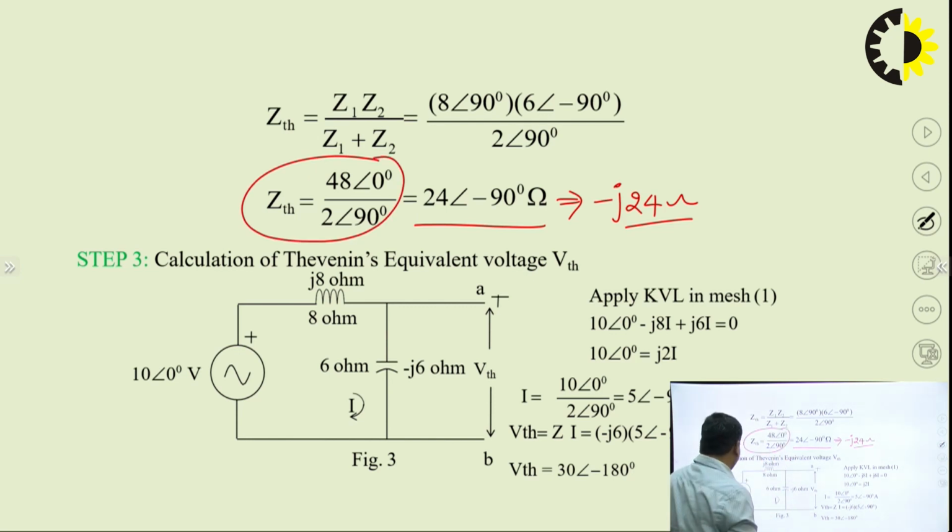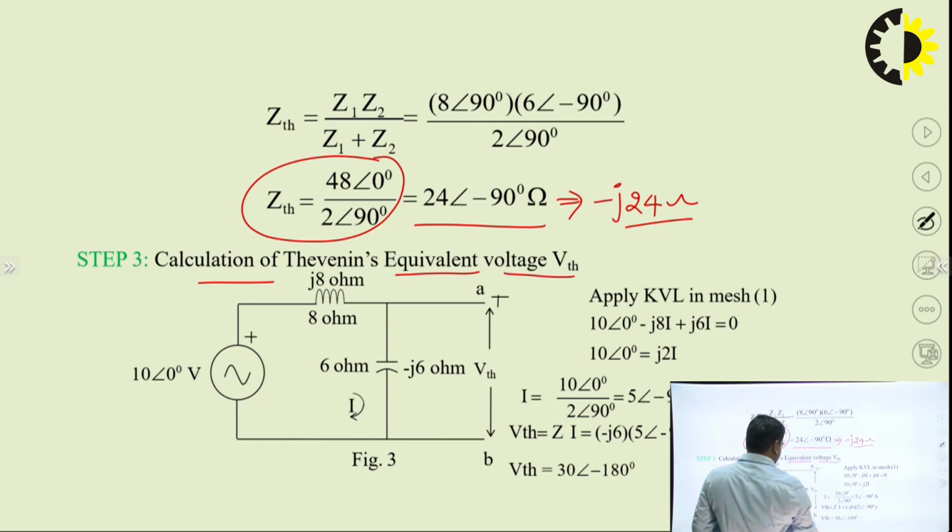Now it's time to calculate the value of VOC. The same thing is there, we can use the voltage divider rule in this case also. J8 minus J6, and the total voltage given is 10 angle 0. We have to find the voltage across this terminal, let it be CD. VAB is equal to VCD, as there is no resistance or impedance between A and C, and B and D. So the value of VAB equal to VCD is your VOC.